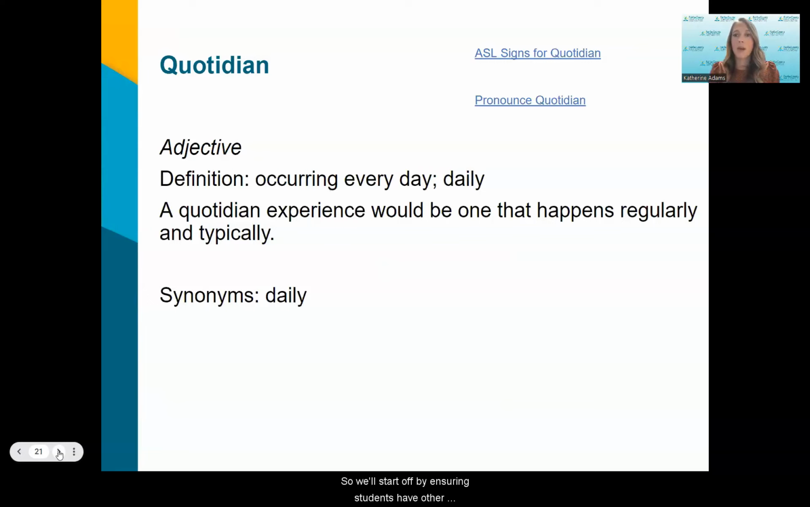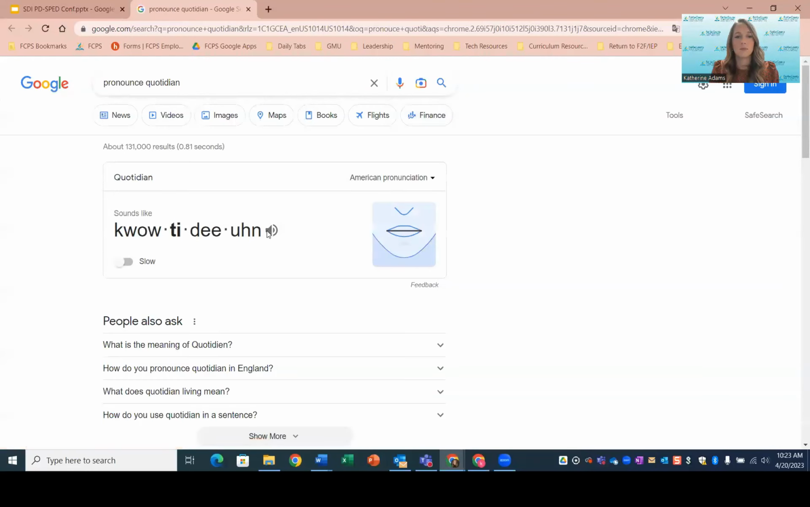So we'll start off by ensuring students have other foundational skills to understand these vocabulary terms, but we'll start off with kind of introducing the term. Quotidian, that is our vocabulary term for today. So we'll look at the ASL signs for quotidian. I have them linked here, but I'll go ahead and show you. The sign is this, meaning every day. And we'll listen to the pronunciation. Quotidian. Quotidian.